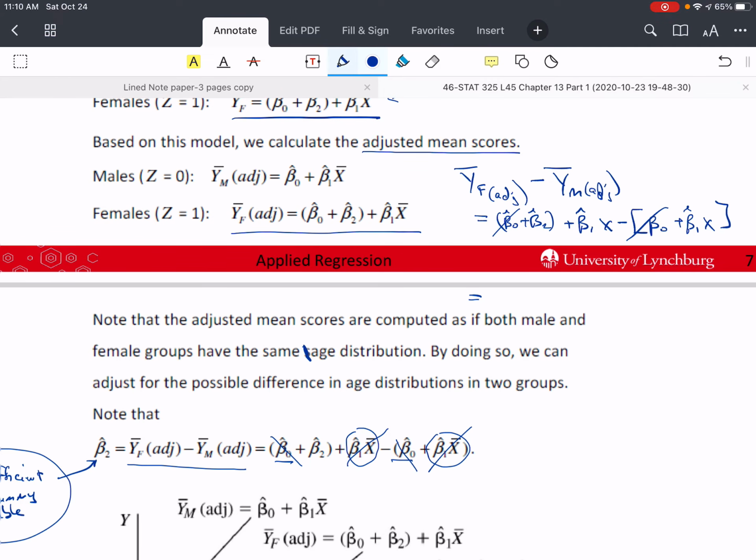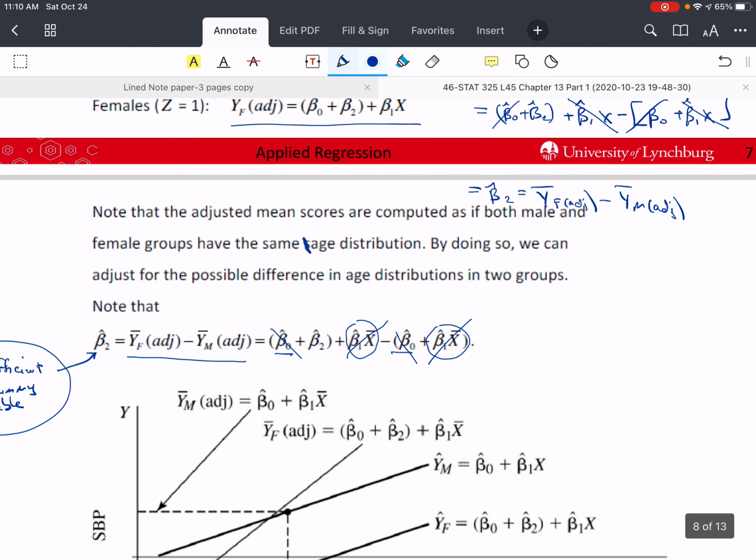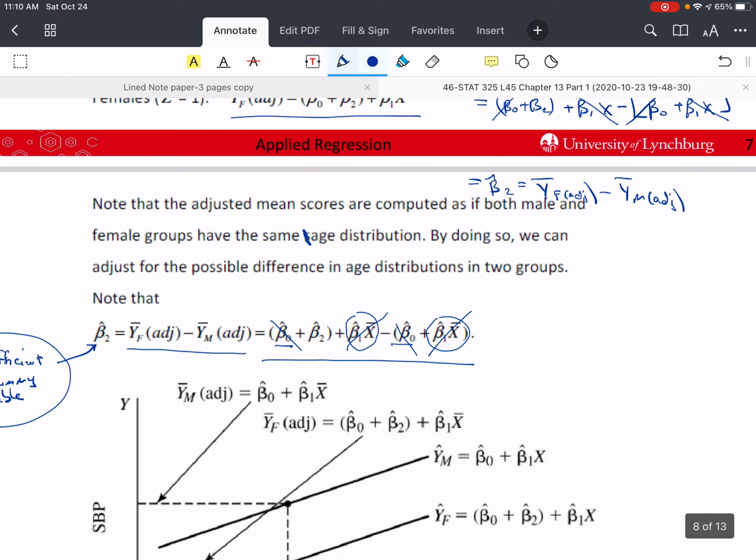And this is going to equal this, and this will cancel out, and we are left with beta 1 hat minus beta 1 hat. So this cancels out with this. And so we're left with beta hat 2 is equal to y bar f adjusted minus y bar m adjusted. And they've done that down here, and I've shown that the only thing that we have left is beta hat 2.